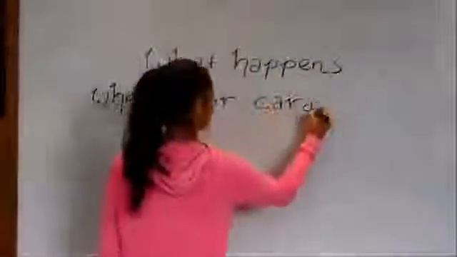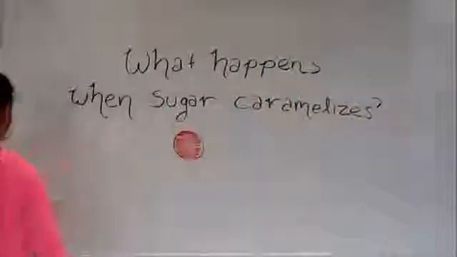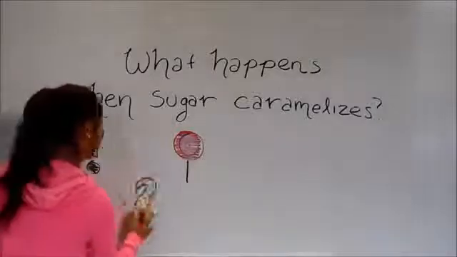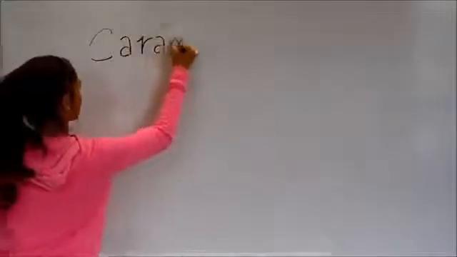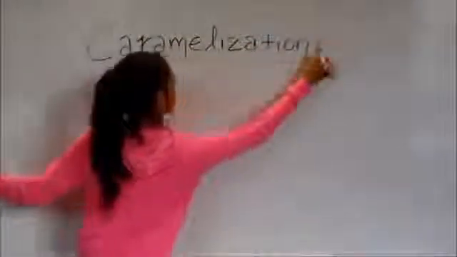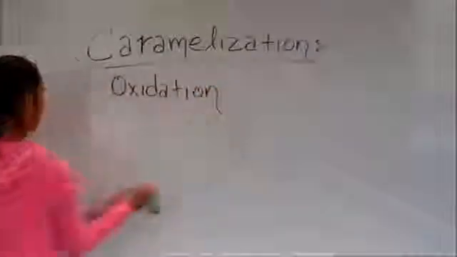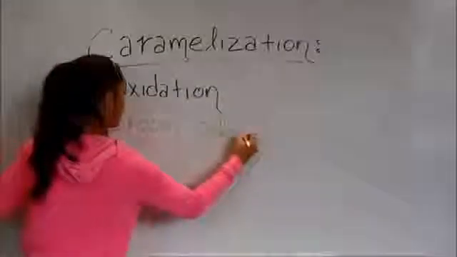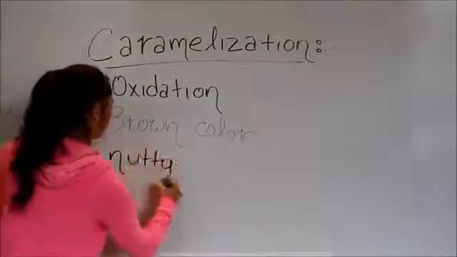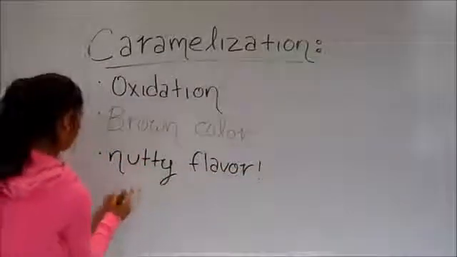In today's episode of Food Chemistry, the topic we will be discussing is what happens when sugar caramelizes. Caramelization is the oxidation of sugar, which results in the brown color and nutty flavor of melted sugar. The flavor is a result of volatile chemicals that are released when sugar is heated.